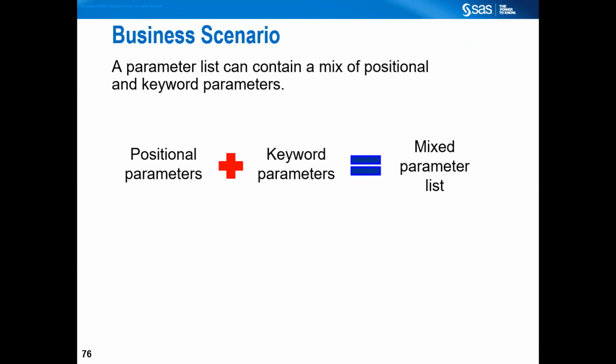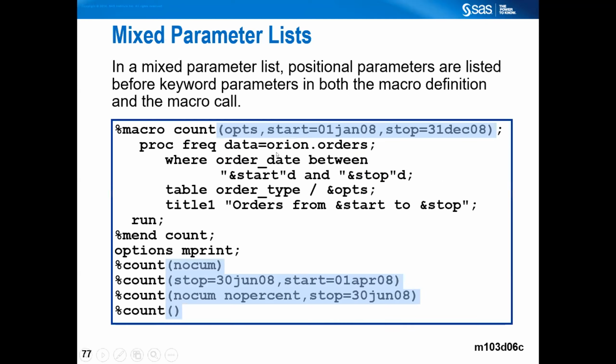Now the parameter list can contain a mix of positional and keyword parameters also. So you can write a macro with a parameter list with your keyword as well as positional parameters. This is your positional, this is your keyword. While calling, you can call it with only the positional value, or you can call it with keyword values by giving new values, or you can give no start value or null parentheses.